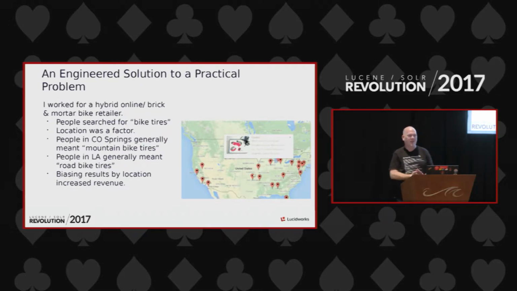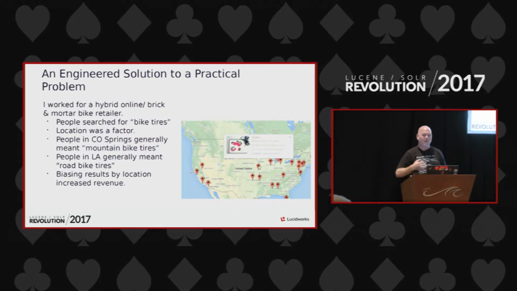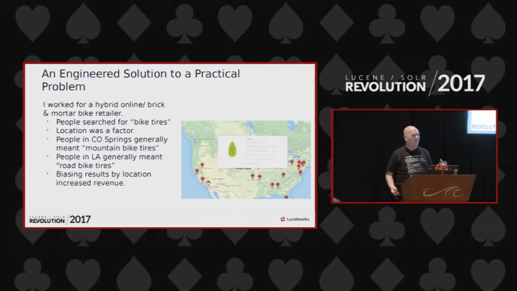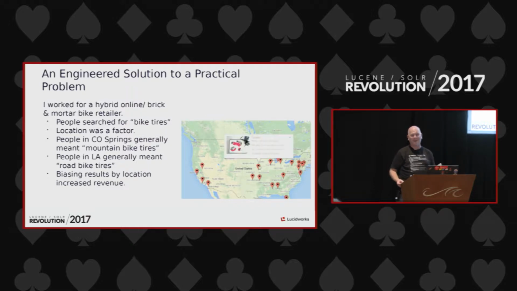So a real practical example is I used to work for an online company that sold bikes. We had just installed solar, and it was running well. We had all of our facets done. But because of the research we were doing, we found that people in LA, so we had over 100 retail stores and 2 major websites, when people in Los Angeles looked for the query bike tires, they generally meant road bike tires. People in Colorado Springs, same query, mountain bike tires was their intent.